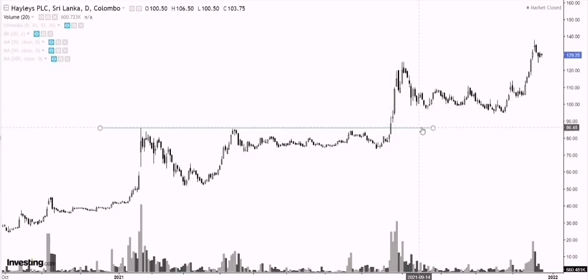So 86 plus 34 gives you roughly around 120. So that was a price target which was reached exactly on this day on September 1st. So that's how we measure price target from a cup and handle.